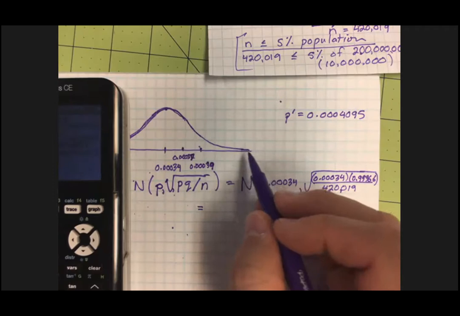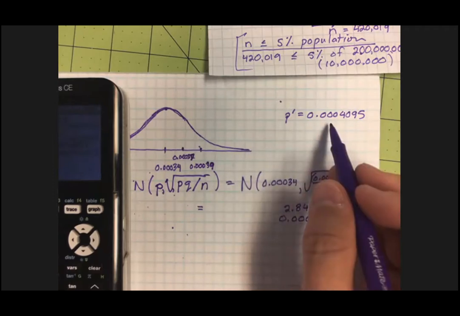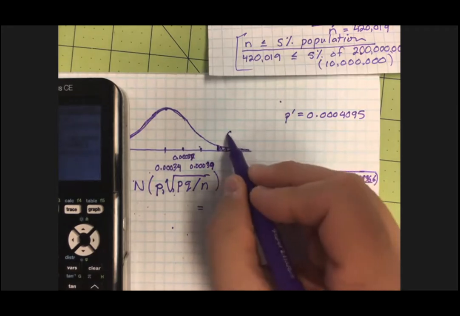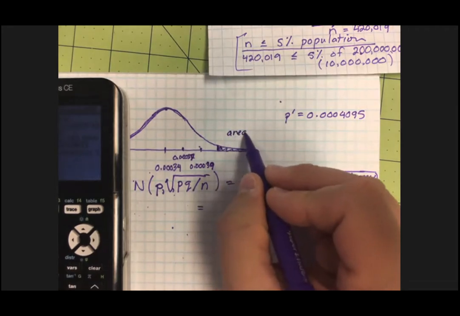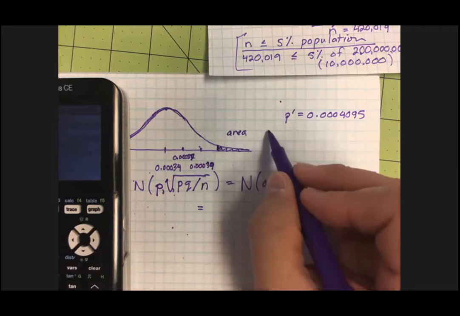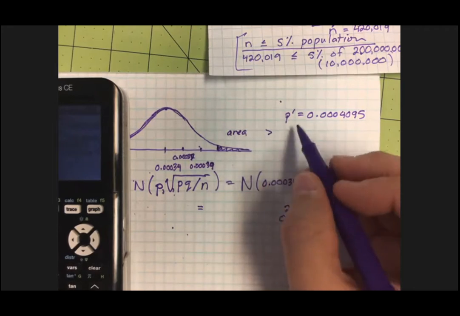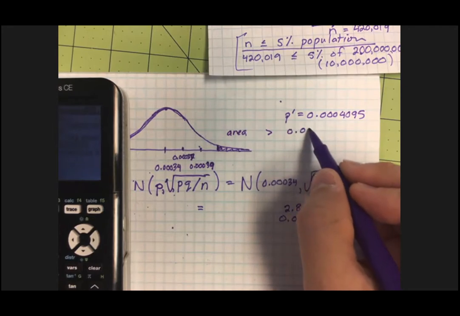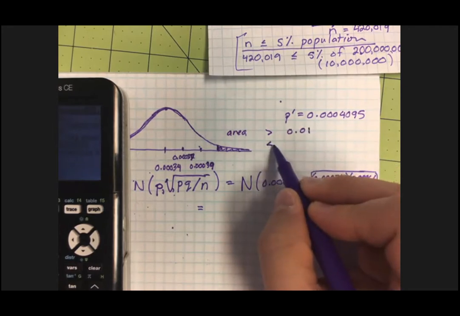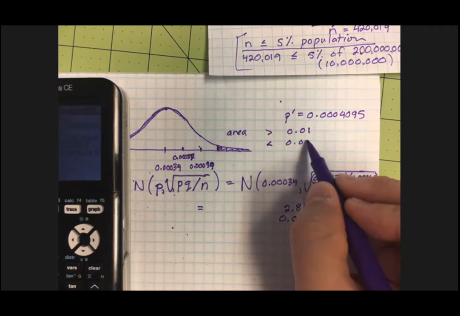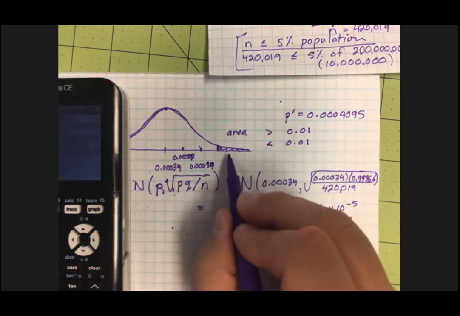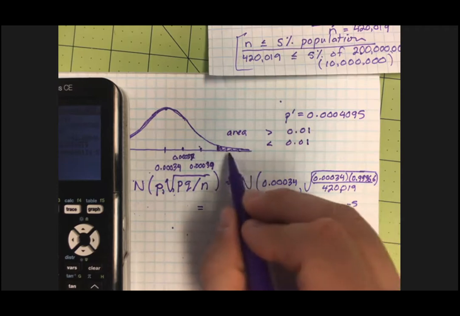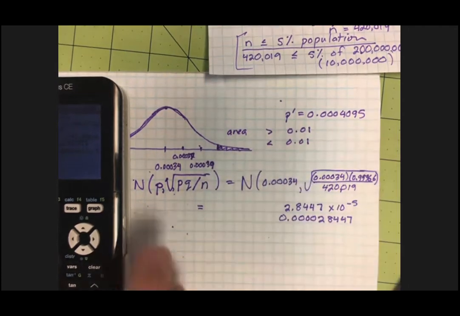So the question is, how does that compare? How does that area there compare? Is that area greater than 0.01? Or less than 0.01? So let's draw this on the calculator screen and see what these areas look like.